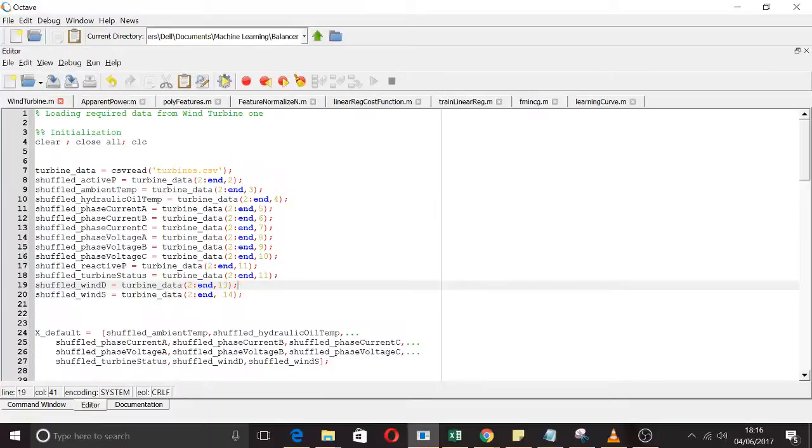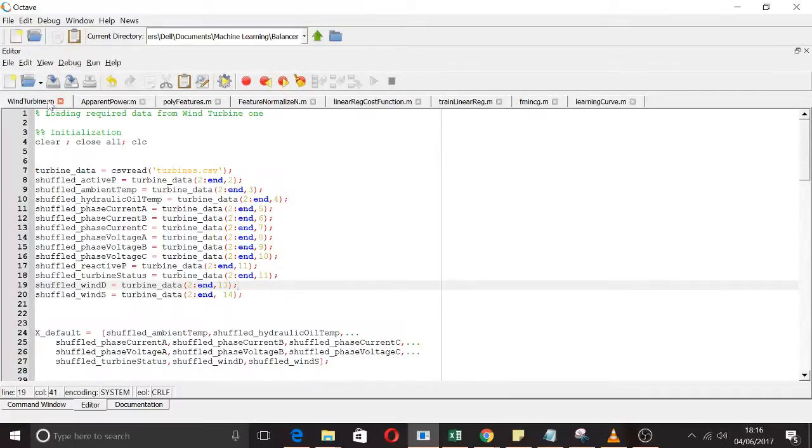The main function of our app is to predict the apparent power of a wind turbine, given these various features over here: the ambient temperature, the hydraulic oil, the phase currents, the phase voltages, the wind direction, the wind speed, and then the turbine status.